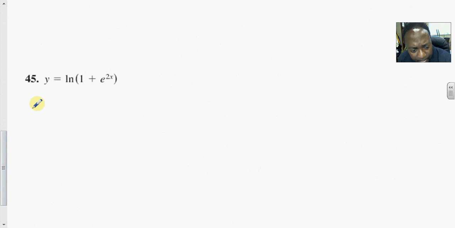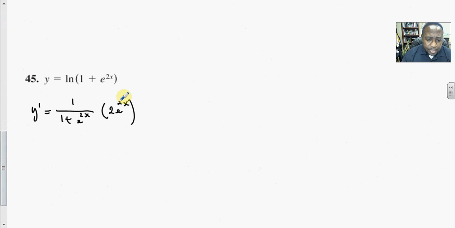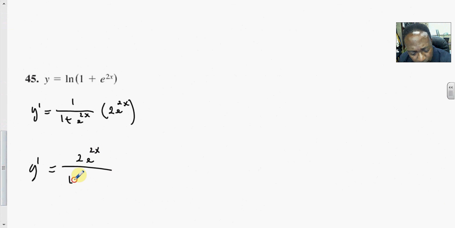Take the derivative of this guy. This is y prime is equal to 1 over 1 plus e to the 2x times the derivative of 1 plus e to the 2x, which is just 2 times e to the 2x. The derivative of 1 is 0. The derivative of e to the 2x is e to the 2x times the derivative of 2x, which is just 2. So here y prime is 2 times e to the 2x all over 1 plus e to the 2x.